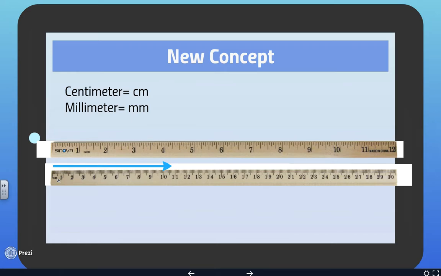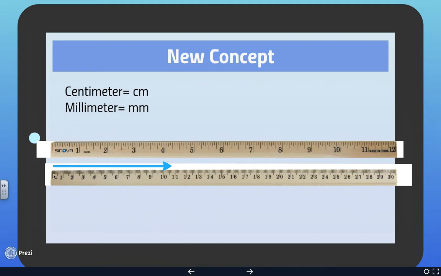Okay. So if we go and measure this arrow, let's just say we're going to measure to where this point is right here of the arrow. And what we find is that point lands at 10 centimeters, but also if you count this all the way down, that's going to be 100 millimeters.